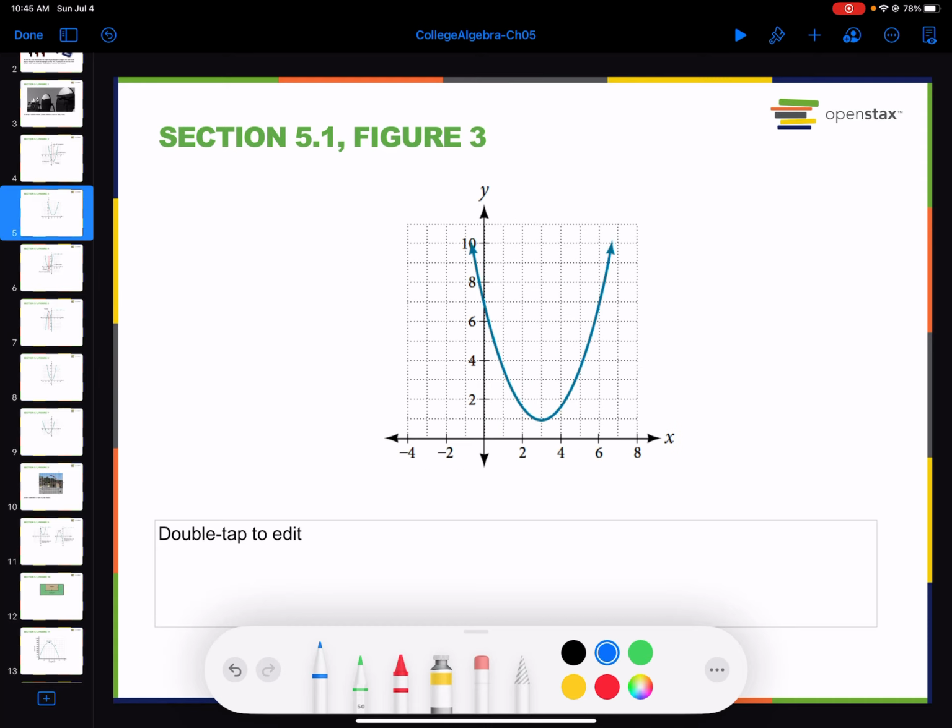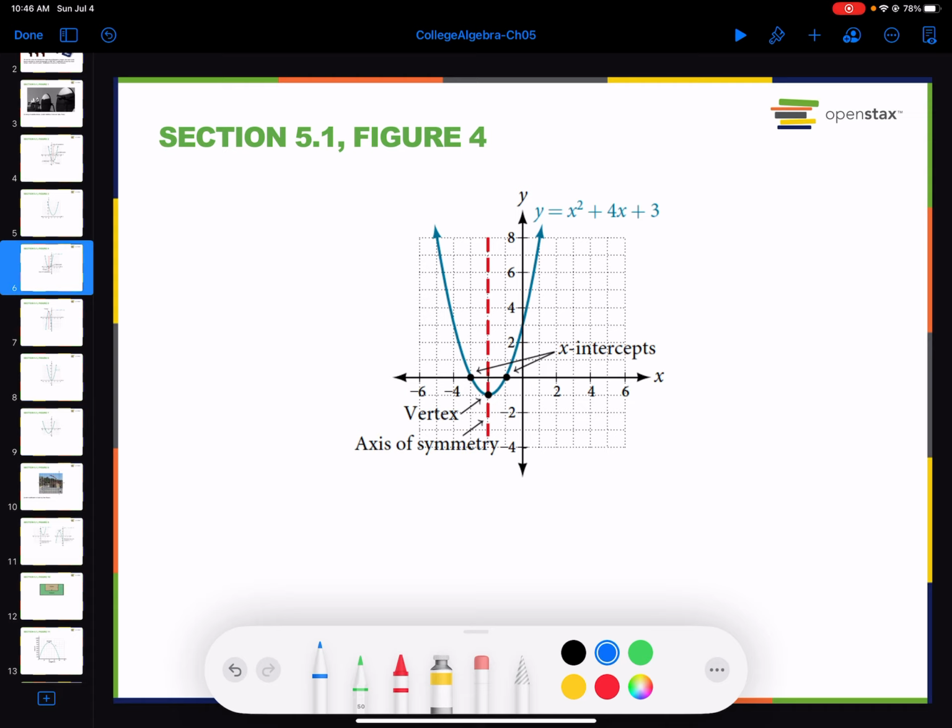So looking at this next one, we can identify these characteristics just by looking at the graph. So you can see we've got our axis of symmetry at x equals 3. And then we also have our vertex at this point. So our vertex is going to be at (3, 1). And then we don't have any x-intercepts in this case because it's above the x-axis, but we do have a y-intercept, and that is at 7. So our y-intercept is at (0, 7).